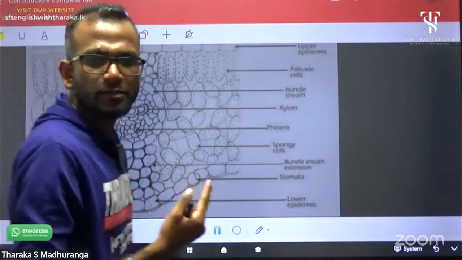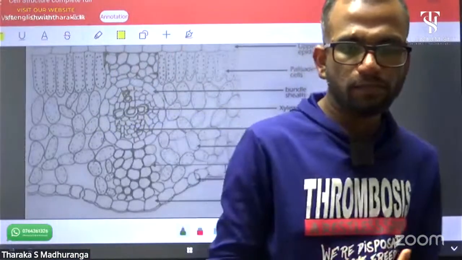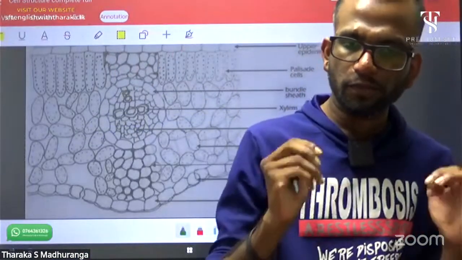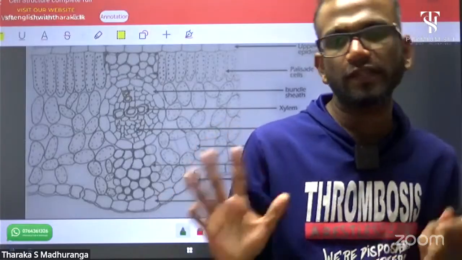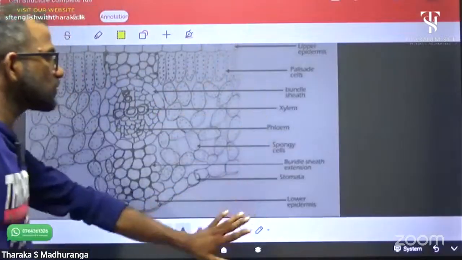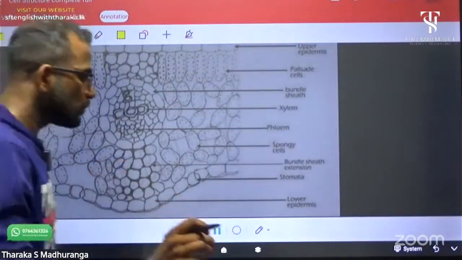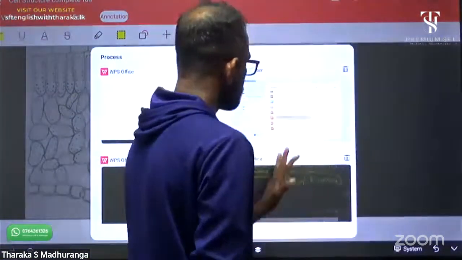Okay, this diagram is very complex, no? I will give you very simple diagrams. You have to know, draw them, and label them. Then you can easily remember. Now it is very difficult to remember this type of diagrams. I will give you only important points separately, right?